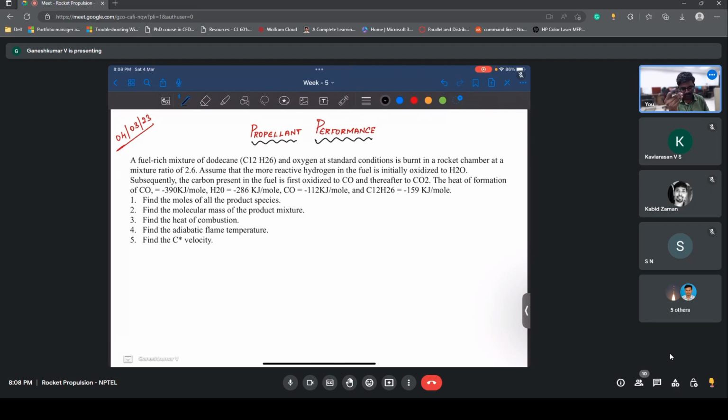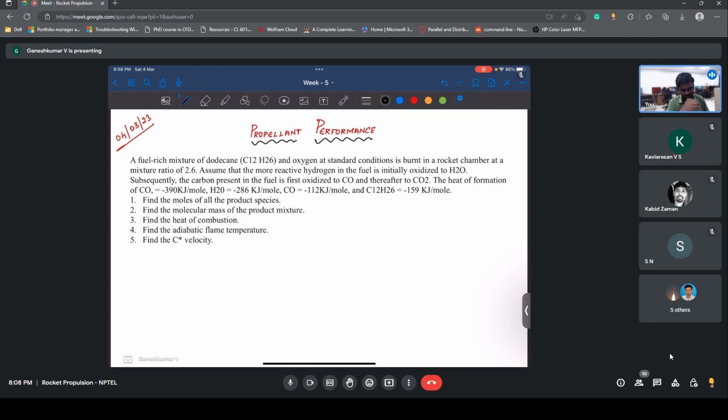Before that, we understood our mission requirements. Based on the mission requirements, we understood how much thrust we need and what acceleration we need. Then, based on that, we tried to finalize the nozzle, like how much velocity I need at the exit or what pressure I need at the exit.